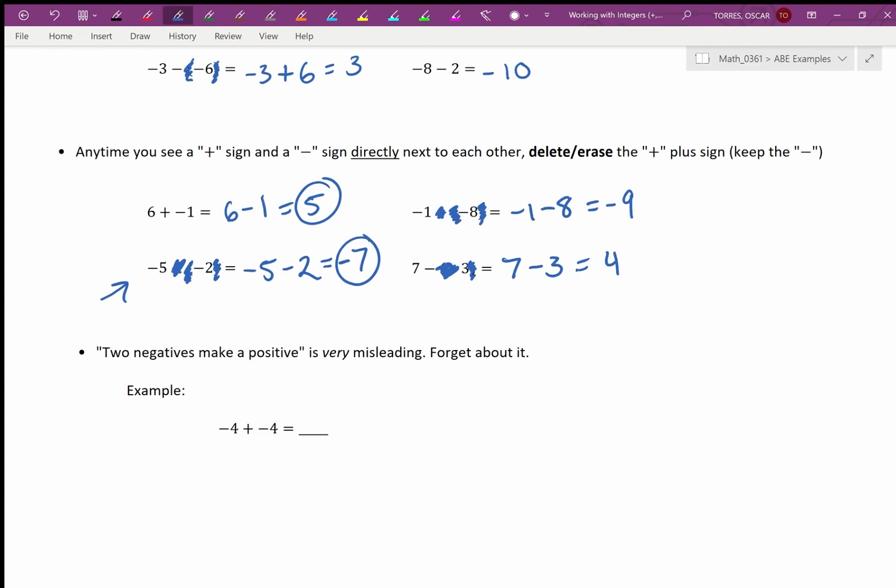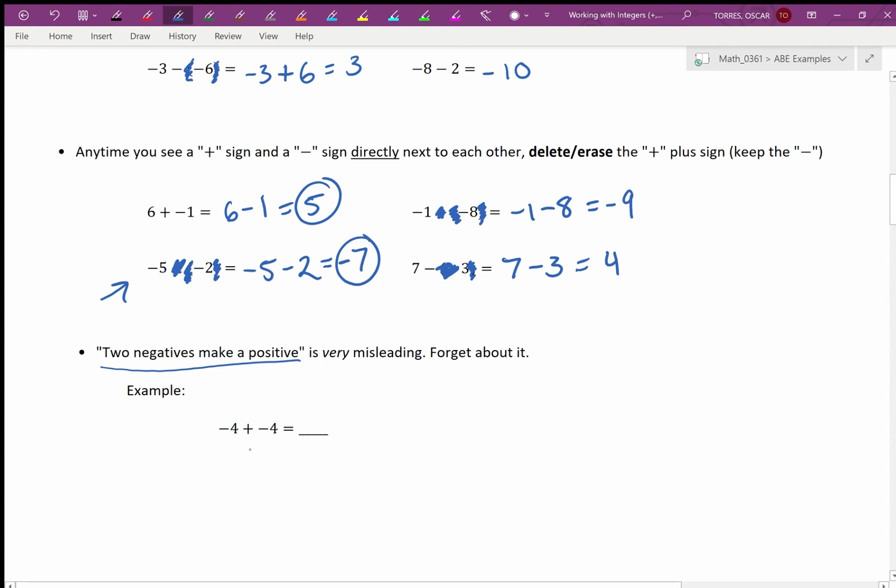So before I end the video, I do want to go over this notion that two negatives make a positive. That quote is pretty misleading. It's probably what a lot of people remember, but it only applies to multiplication and division. So I would recommend that you forget about that idea. And here's an example that kind of contradicts what this statement is saying.